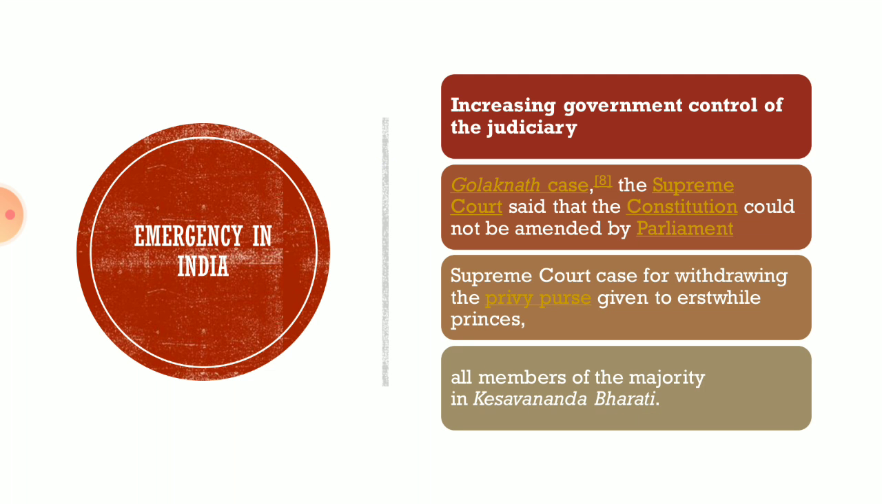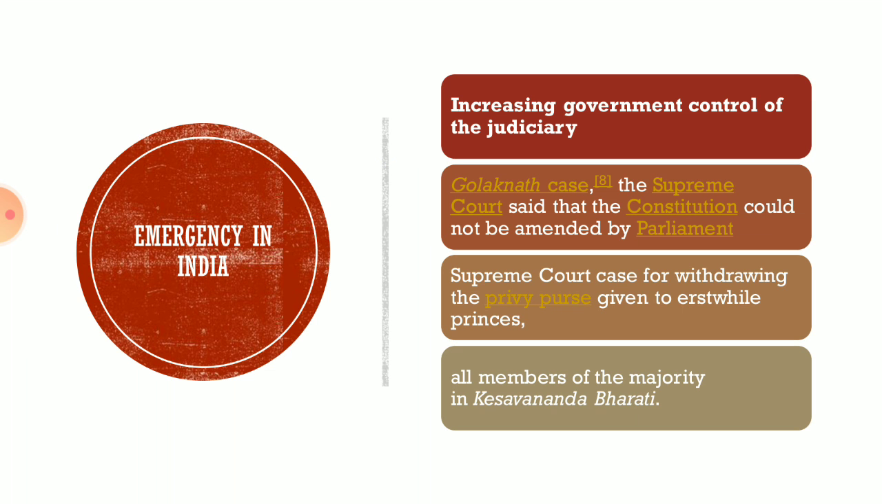Now we will discuss the next topic, that is increasing government control of the judiciary. Okay, so how did the government's control over the judiciary, in Hindi, judiciary is called Nyayapalika, increase? See, most of my information has been taken from Wikipedia. So if you have any issues, you can go and have a read, okay? But overall, I will be explaining it.